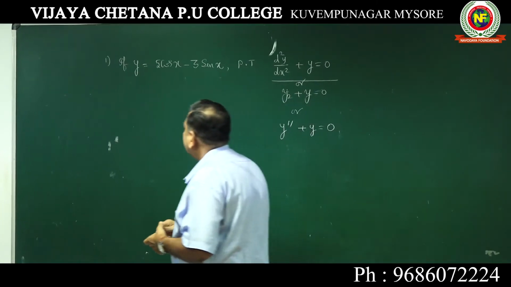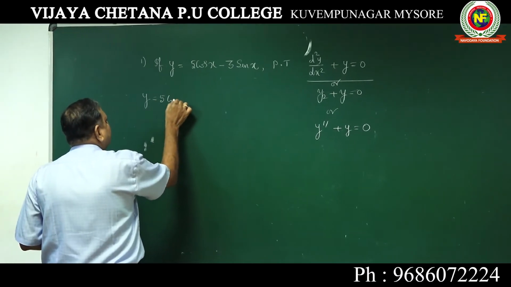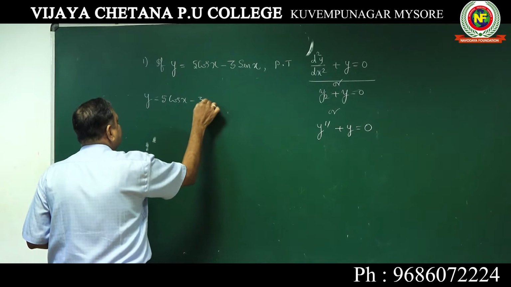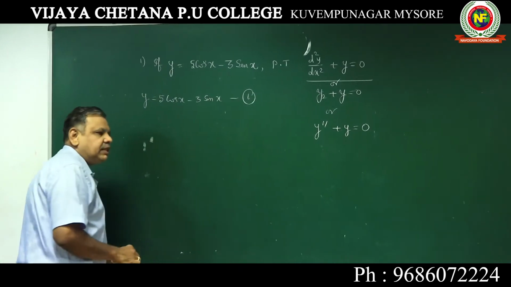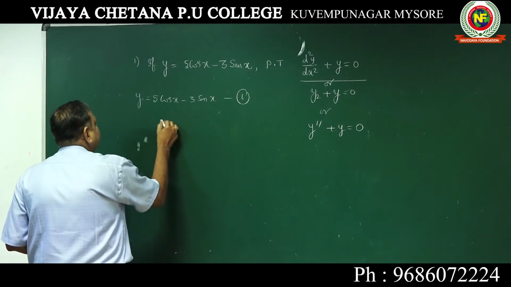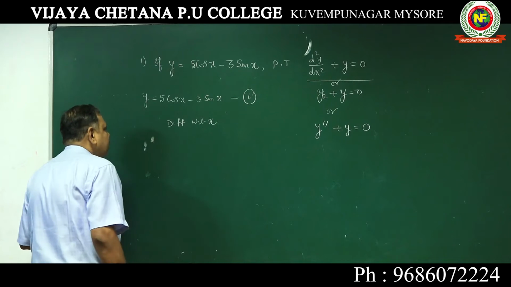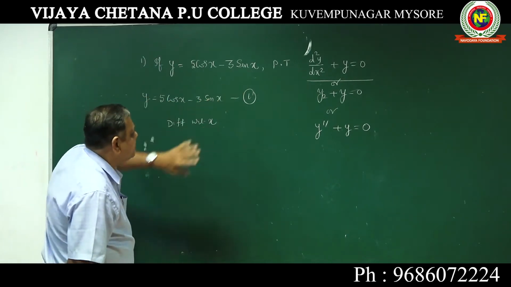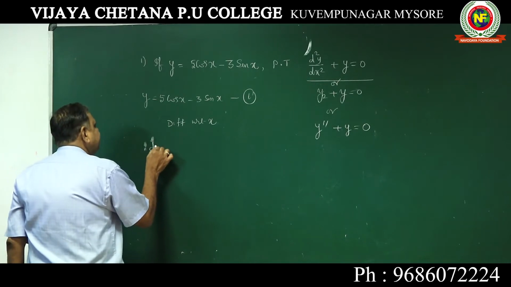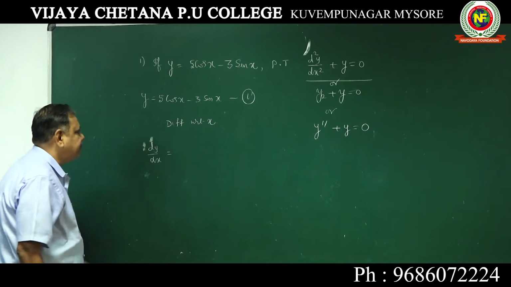Now you take this: y is equal to 5 cos x minus 3 sin x. Call it equation number 1. Differentiate with respect to x. So you are differentiating with respect to x. Here we shall take dy by dx. Now on the left side it is dy by dx, and you differentiate with respect to x.